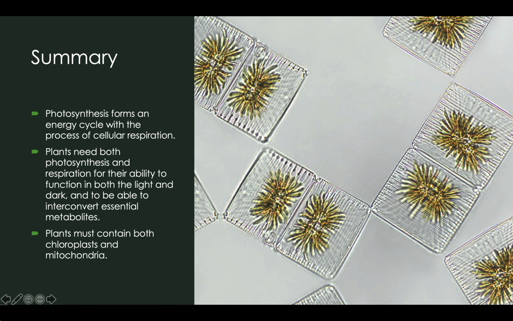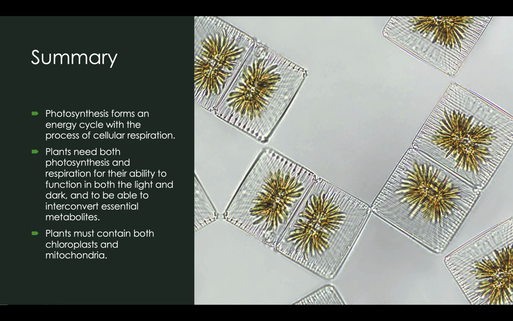Okay, so we're already to our summary of photosynthesis. So it really only has two major parts that you all need to know about. So it has the light reactions and then the Calvin cycle. So in summary, photosynthesis forms an energy cycle with the process of cellular respiration. So like we said, photosynthesis and cellular respiration both take place in plants. Animals like us only go through cellular respiration.